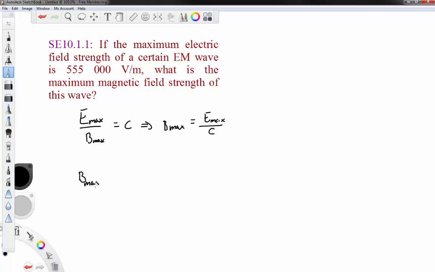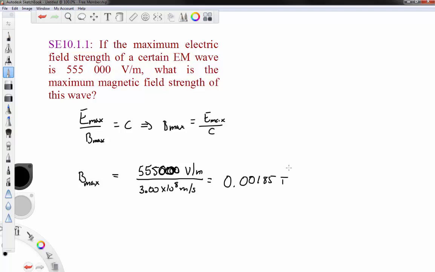B max is equal to 555,000 volts per meter divided by c, which has a value of about 3.00 times 10 to the 8 meters per second. And so this gives us the maximum magnetic field strength, which in this case is about 0.00185 Tesla.